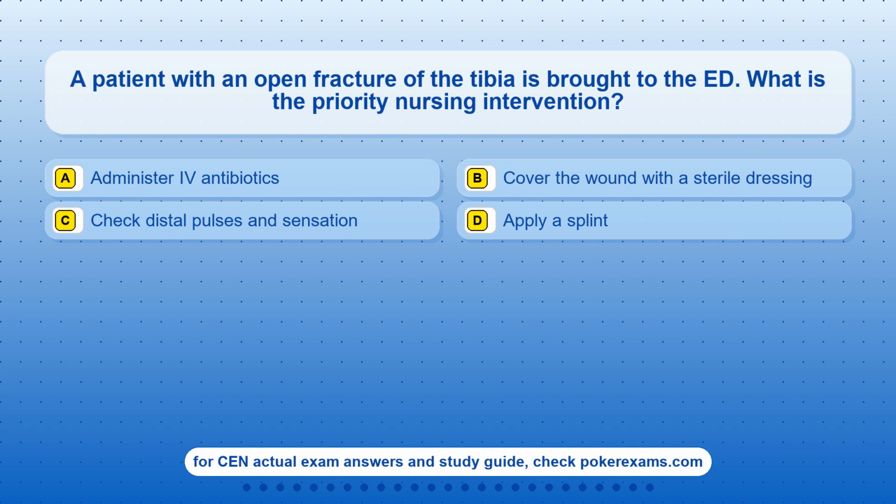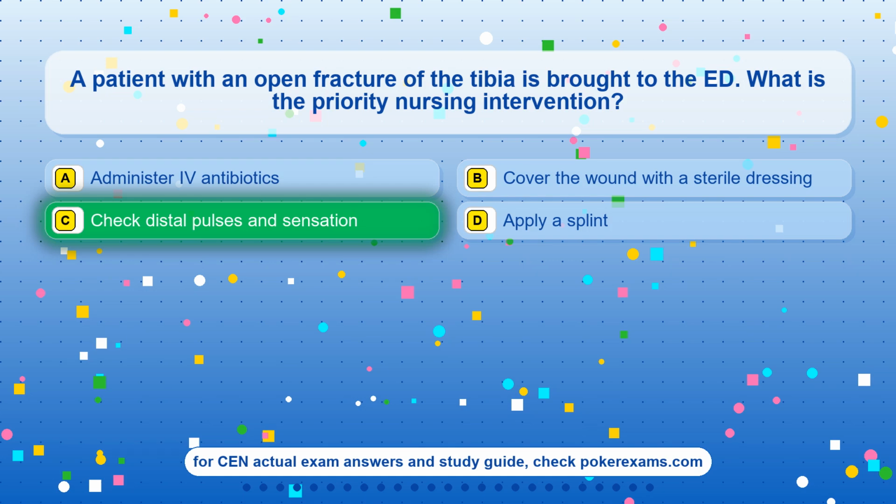Question 1. A patient with an open fracture of the tibia is brought to the ED. What is the priority nursing intervention? Option A. Administer IV antibiotics. Option B. Cover the wound with a sterile dressing. Option C. Check distal pulses and sensation. Option D. Apply a splint.